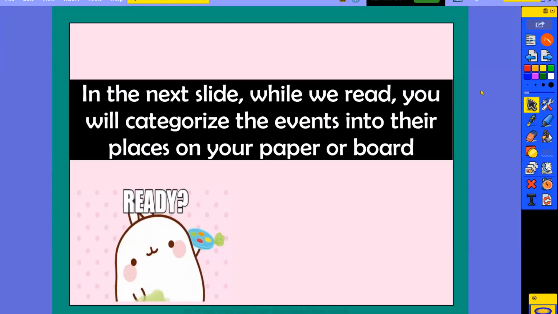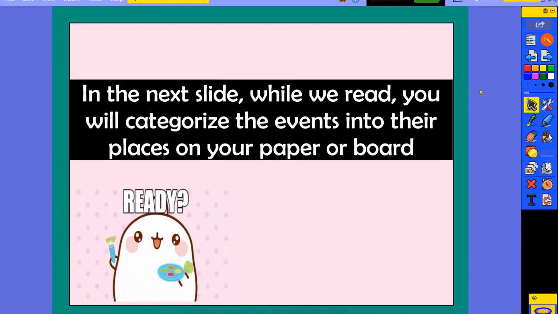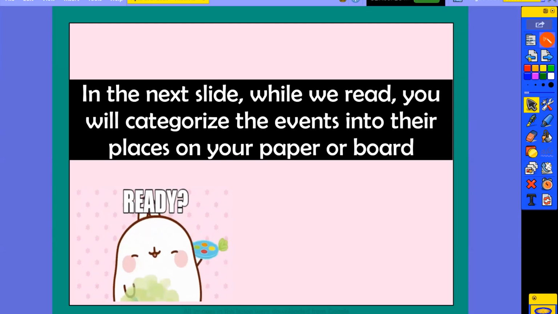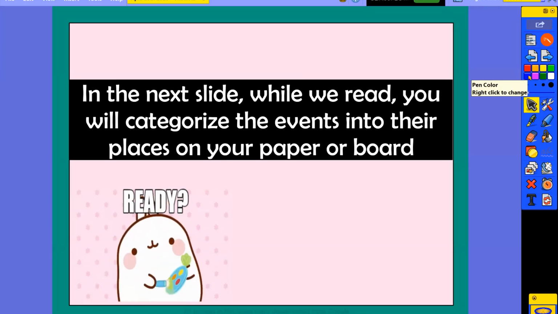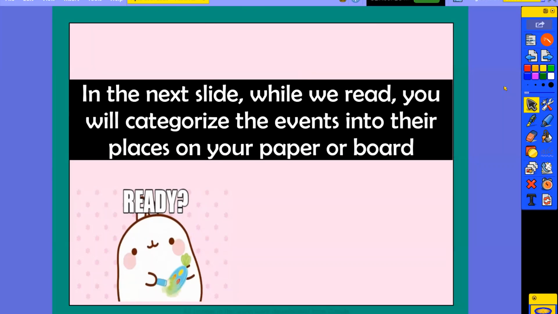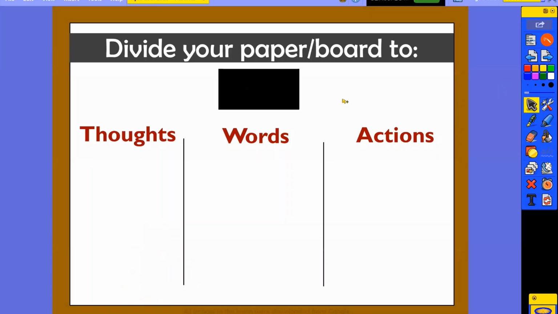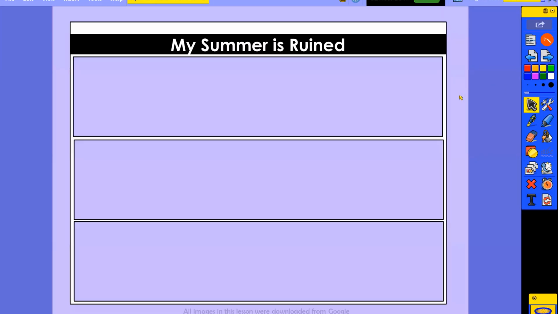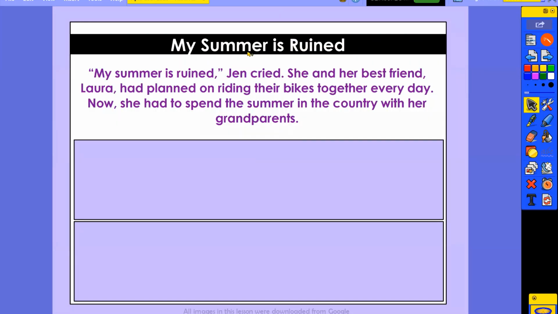In the next slide, we have a passage. I want you to read with me, read out loud, and then we will categorize the events into their places on the paper. So while I am reading, I want you to write the events of this story or the passage in these sections, okay? These sections that you just made in your paper or board. Let us start. The story is called My Summer is Ruined.